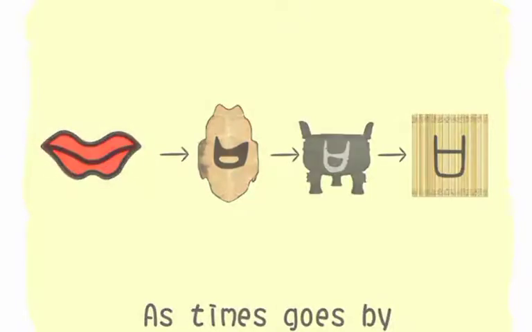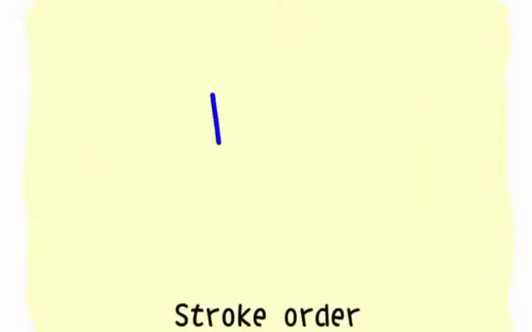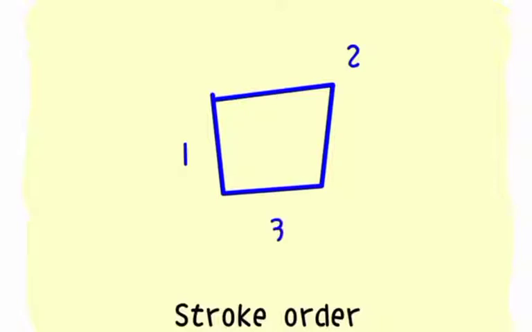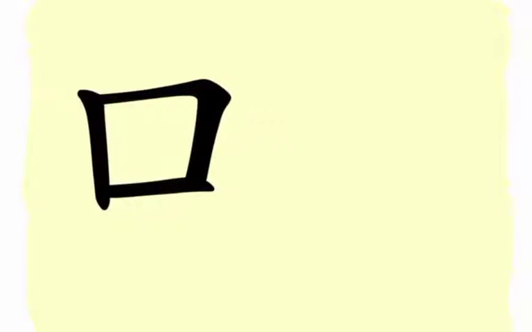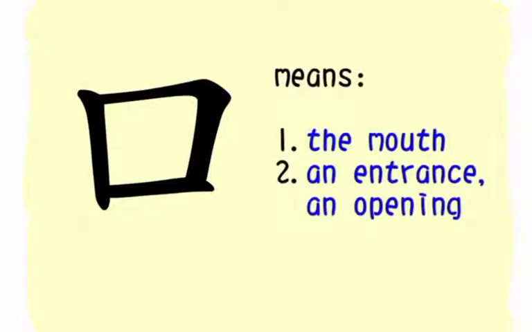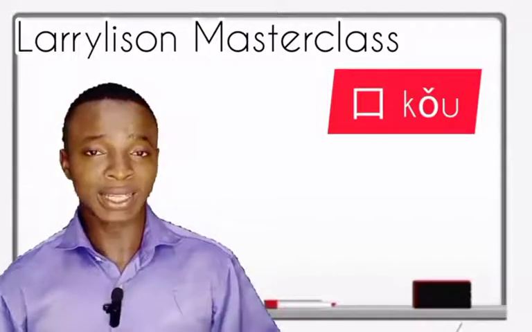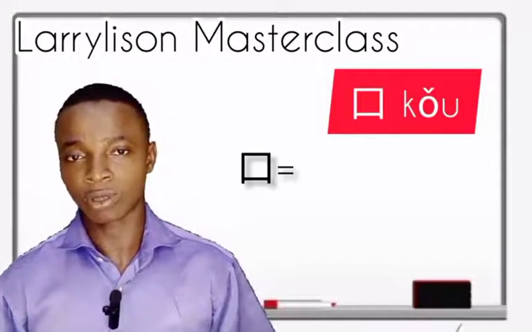So let's see how to write it. Vertical stroke, horizontal turning, and a horizontal stroke. It has 3 stroke orders, giving us kǒu, meaning what? Mouth, entrance, or an opening. Beautiful. We've learned that kǒu literally means mouth.